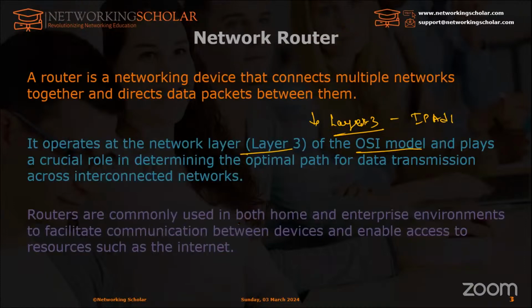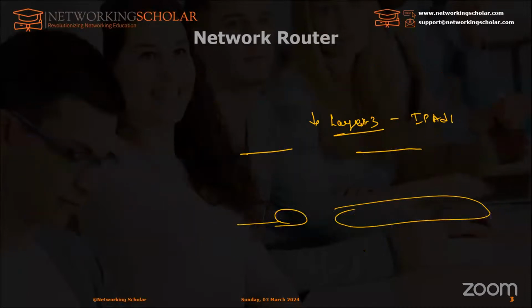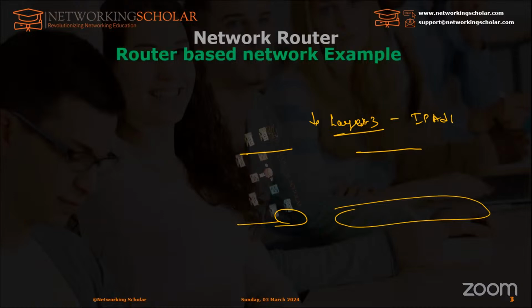Routers are commonly used in both home and enterprise environments. Okay. So we can use a router in both locations, either home or corporate. Why? Because a home network is also connected through a Wi-Fi router. Like we have a Wi-Fi router at home, in enterprises there are multiple routers in use. Okay. So let's go next to how a router is going to work in our network. Let's take an example of a router.